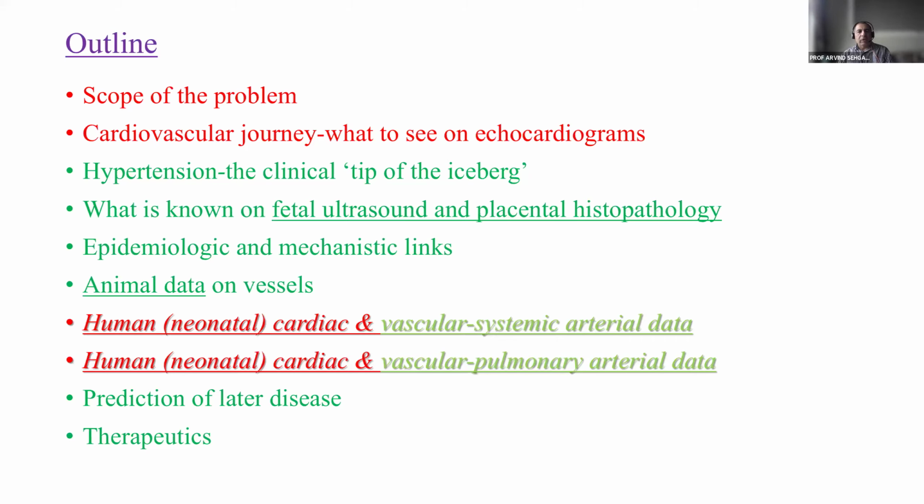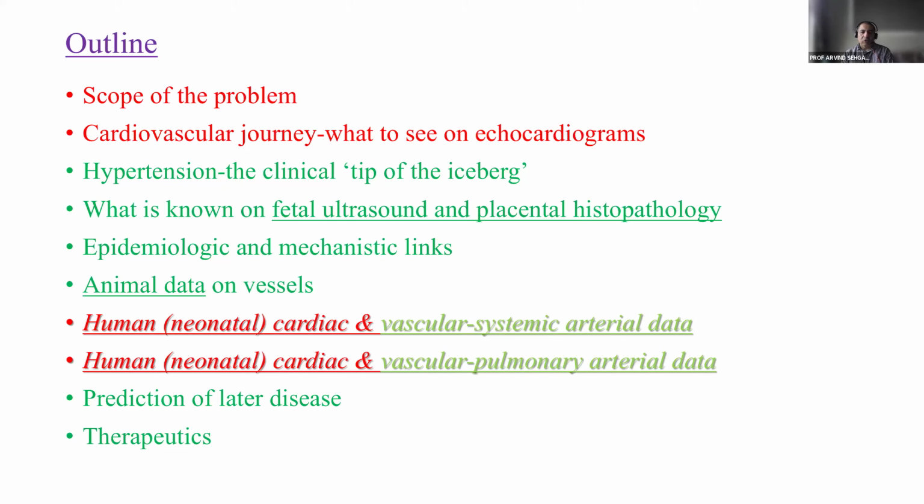So I'll be talking a little bit about hypertension, how it is just the clinical tip of the iceberg, then really go into vascular ultrasound, what we know from the ultrasound done in fetuses, how the placenta gives some information about what is going wrong with the vasculature even before birth, some epidemiologic data, and mechanistic links in terms of what is behind the changes we see in the arteries.